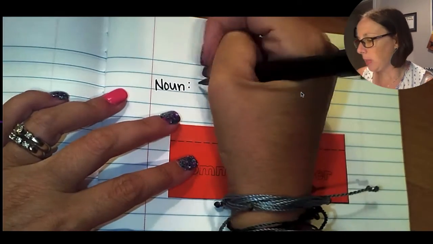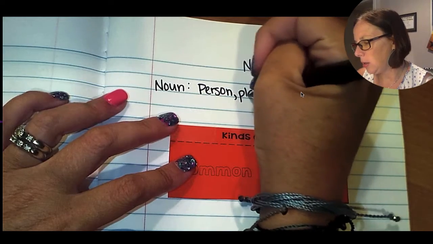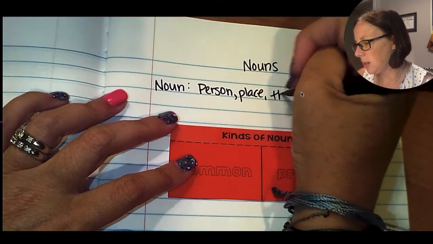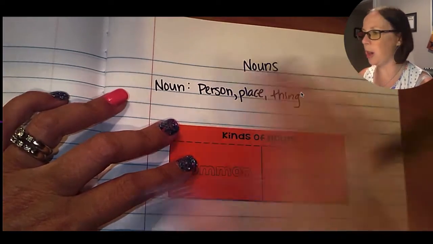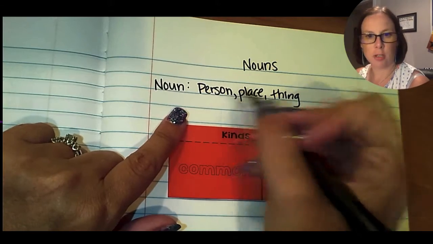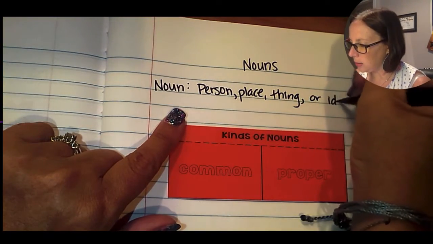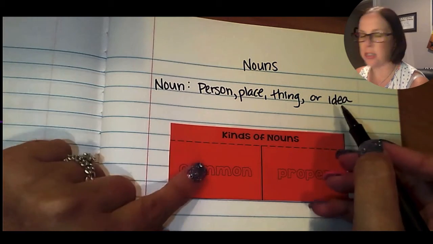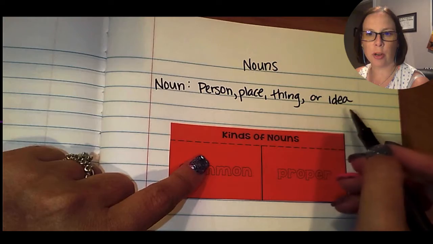So a noun is a person, place, thing. Now, a couple of years ago, they should have introduced one more item to your noun definition. So person, place, thing, or idea. Okay, and we'll talk about that just in case you guys haven't learned that fourth category for nouns.